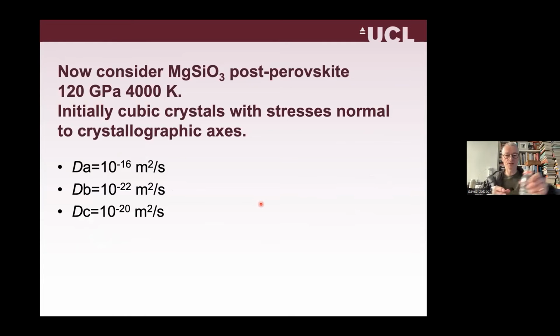So if we actually consider the situation for post-perovskite in D double prime, so 120 gigapascals, 4,000 Kelvin. We'll start with initially cubic crystals with stresses normal to the crystallographic axes. So the diffusivities in the A direction are 10 to the minus 16 square meters per second. In the C direction, which is the intermediate direction, they're 10 to the minus 20 square meters per second. So four orders of magnitude difference. And then in the B direction, they're even slower by a further 2 orders of magnitude. Okay, so we've got 4 orders of magnitude of anisotropy between the fastest and the second fastest direction.